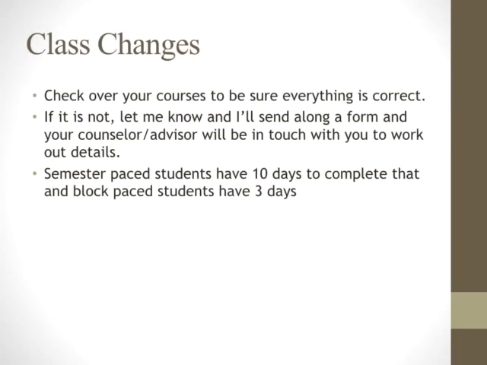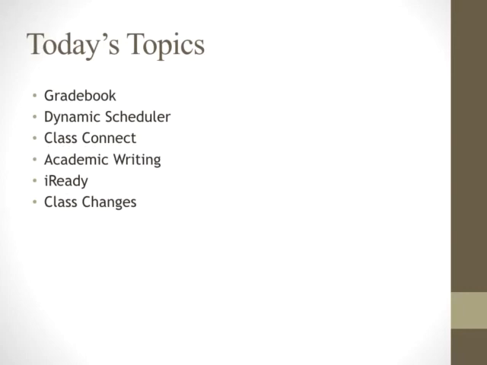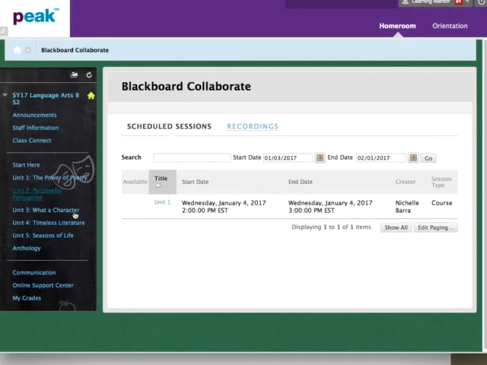Now, if you notice anything going over your schedule for this semester, if you notice anything's not correct, you can let me know and I'll send along a form that your counselor advisor will then get and they'll be in touch with you on how to change whatever needs to be changed. If you're a semester-paced student, which most of you are, you have 10 days to complete that, and block-paced students have 3 days.